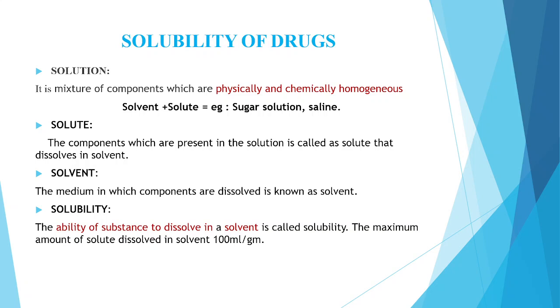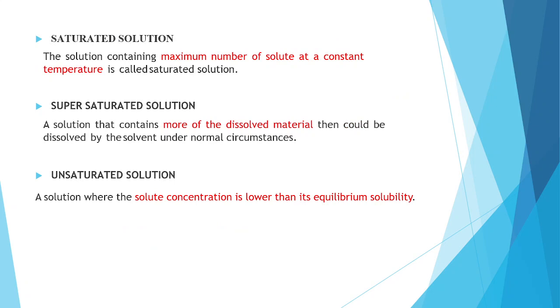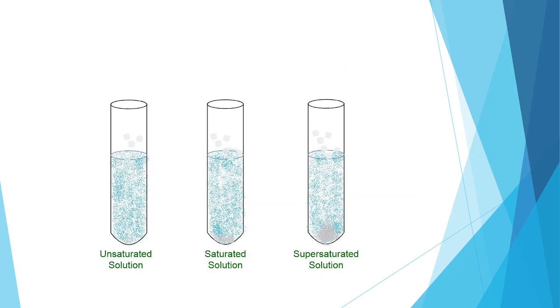So solubility we can define as the ability of a substance to dissolve in a solvent. It is the maximum amount of solute we can dissolve in the solvent. A saturated solution is a solution which contains the maximum amount of solute at a constant temperature. A supersaturated solution is a solution which contains more of the dissolved material than could be dissolved by the solvent under normal circumstances. An unsaturated solution is a solution where the solute concentration is lower than its equilibrium solubility.